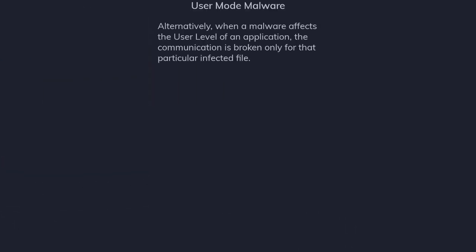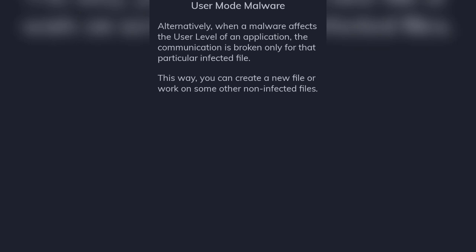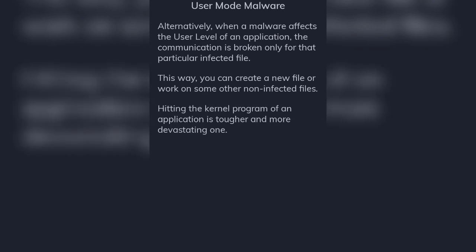Alternatively, when a malware affects the user level of an application, the communication is broken only for that particular infected file. This way, you can create a new file or work on some other non-infected files. Hitting the kernel program of an application is the tougher and more devastating one.